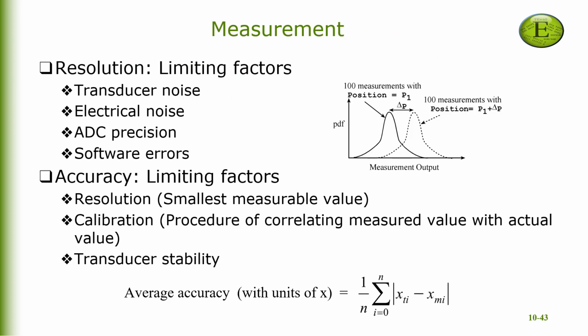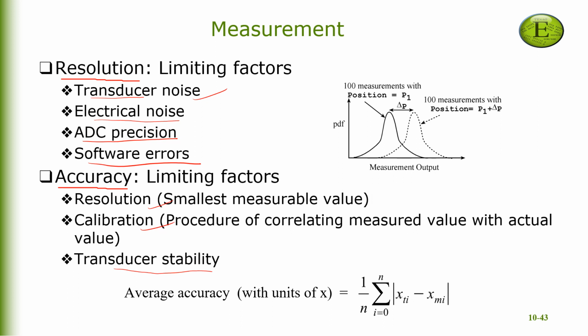From the practical standpoint, the resolution and the accuracy of the ADC are of prime importance, and we're going to briefly outline some of the limiting factors which limit the resolution. It can be transducer noise, that is the noise entering the analog input sample from the transducer, and electrical noise, for which there are many sources. The ADC precision can also be limited by software jitters and software errors. Accuracy limiting factors, apart from resolution, can be the calibration and the stability of the transducers, among several others.